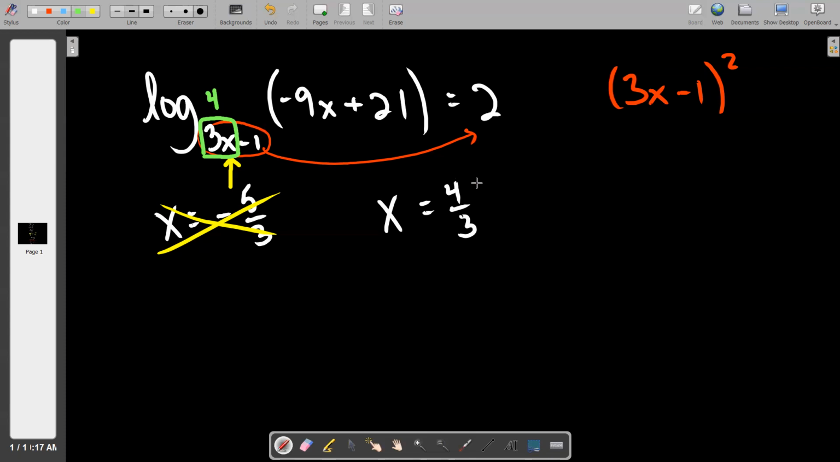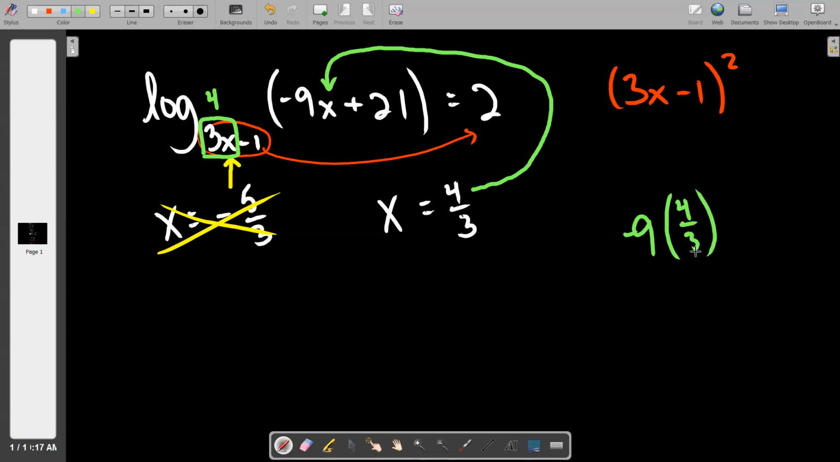And then if you take 4/3, follow this long green arrow and put it right here. What's negative 9 times 4/3? Yeah, negative 12. We're good to go. But plus 21, so it comes out positive, right? Sorry, that was a little longer, but you know that's generally how I roll. So it's like 25 minutes, my bad.